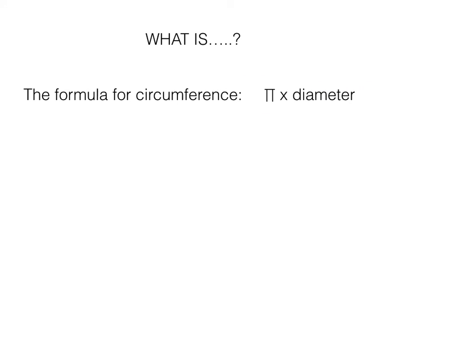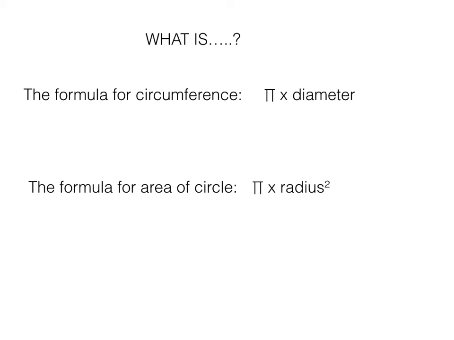And now let's do a test about the formulas. So the formula for circumference is pi times diameter. And the formula for the area of a circle is pi times radius squared.